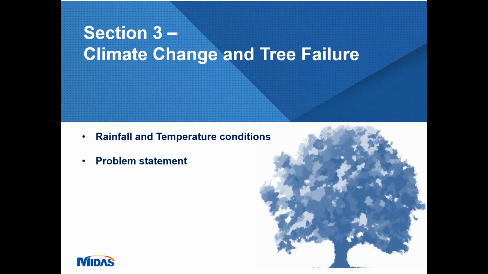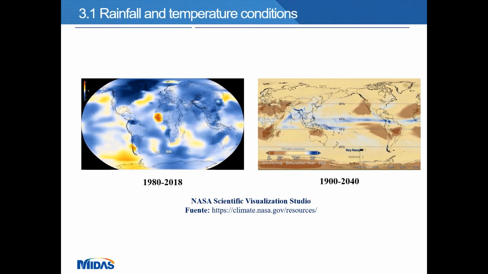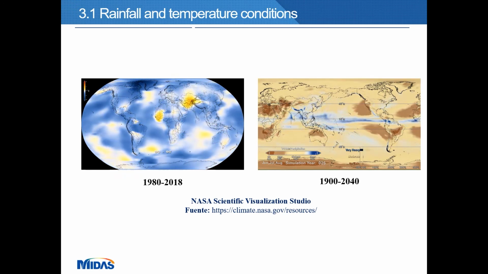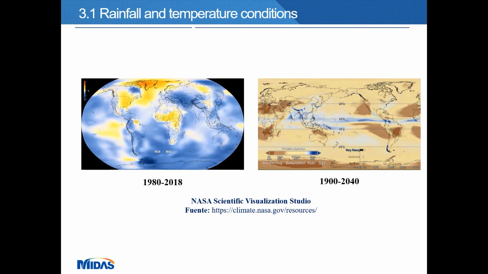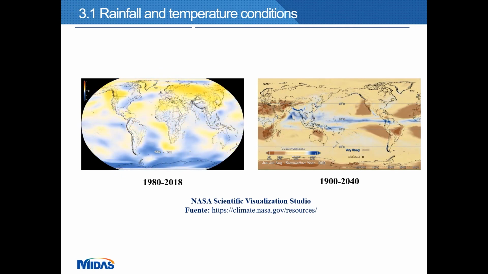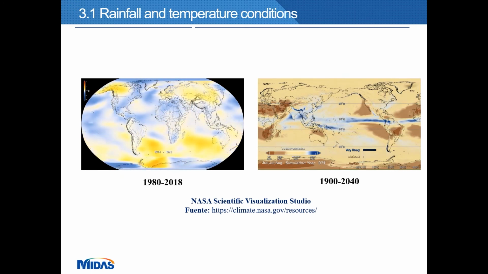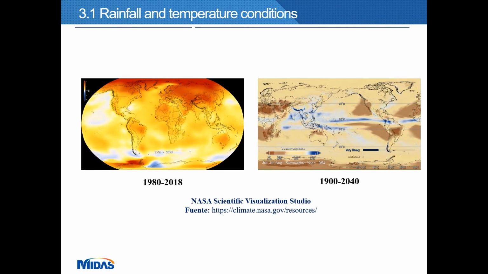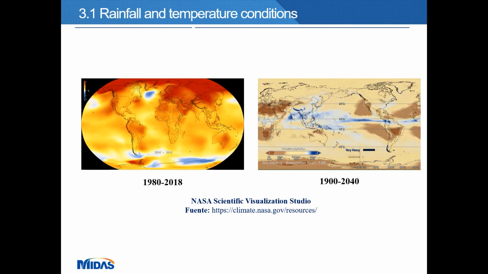Okay, so now let's try to make a link between the rainfall and temperature conditions, and the impact of climate change on tree stability and tree failure. As you can see, in these videos taken from NASA, on the left we can see the projection of the temperature condition in a window from 1980 to 2018, and to the right we can see the expected rainfall condition in the world during the next years, in a projection window to 2040.